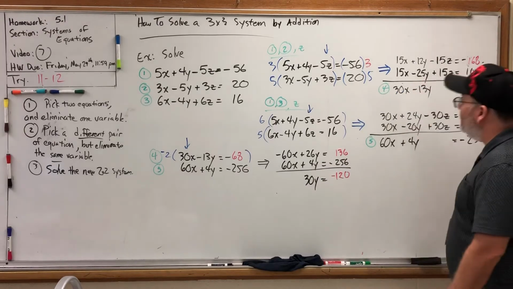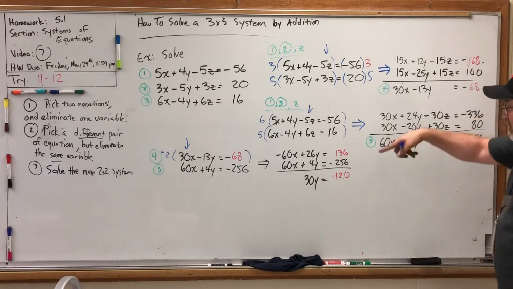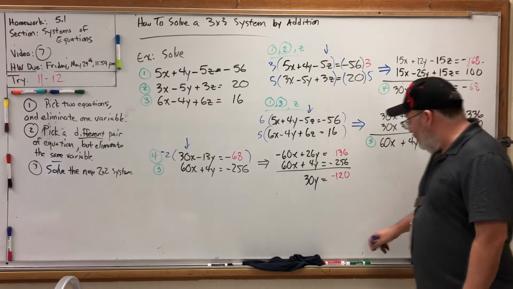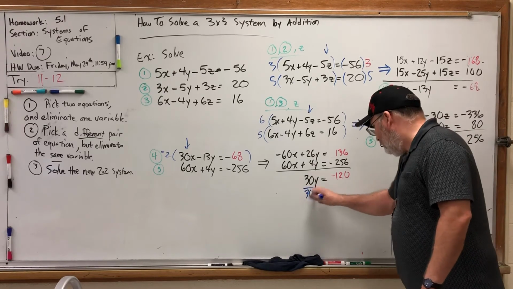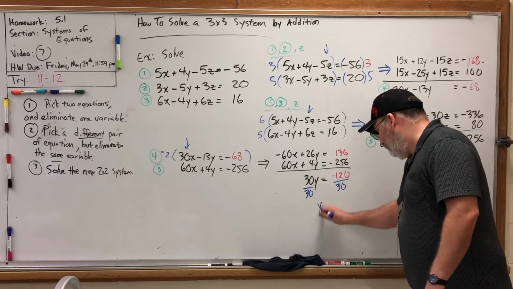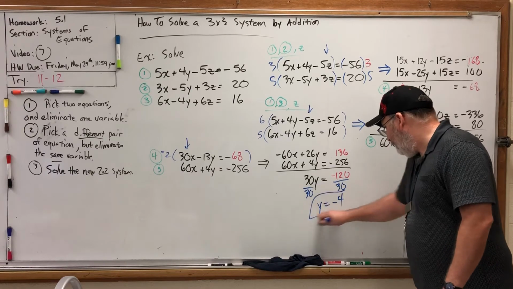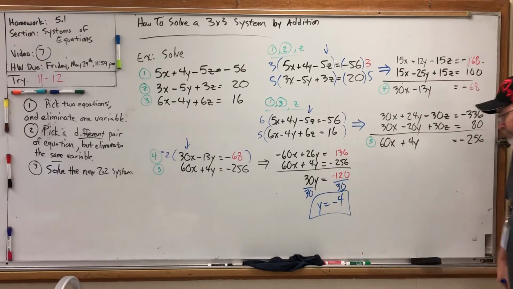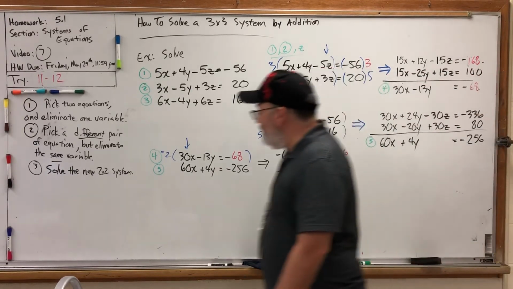For a couple of reasons. Caught the mistake, damage control was fairly minor, and most importantly, this will be an integer. Y is negative 4. But be careful, we're not even done with step 3.